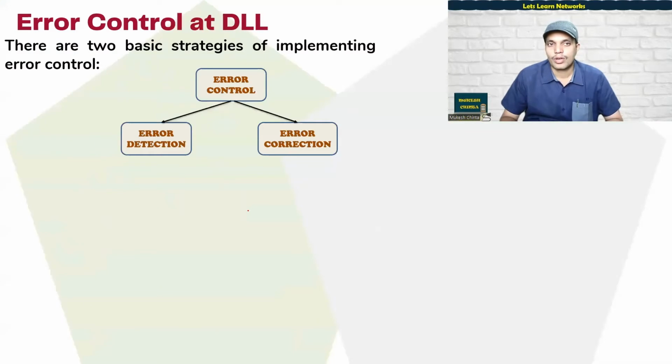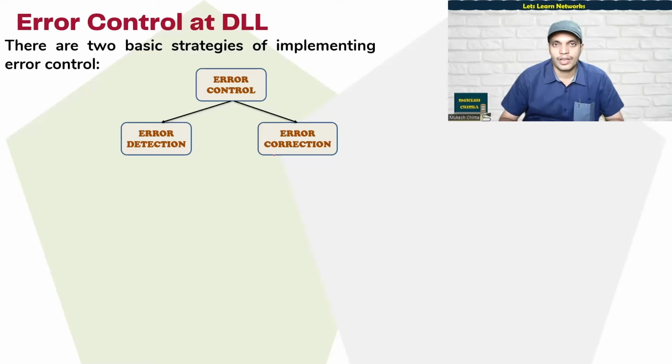Now let us talk about how error control can be implemented at your data link layer. There are basically two strategies of implementing error control. One of them is called error detection. The other one is called error correction. Yes, the name itself tells you what they usually do. Error detection techniques detect whether the received data contains any errors or not. Whereas error correction techniques can not only detect the error, but also identify which bit positions have been received with errors so that we can correct them.